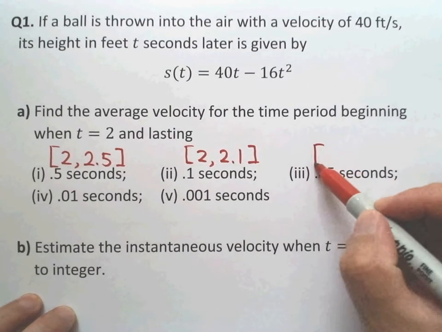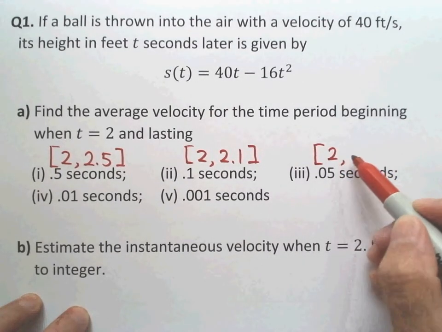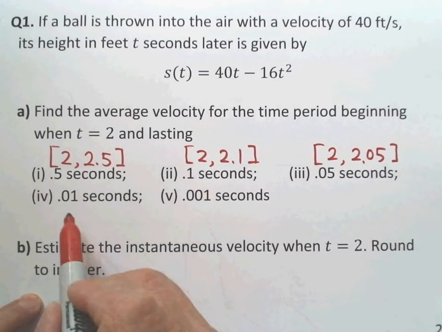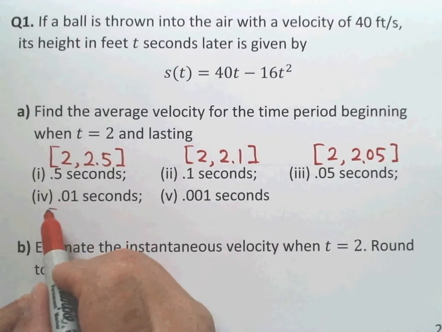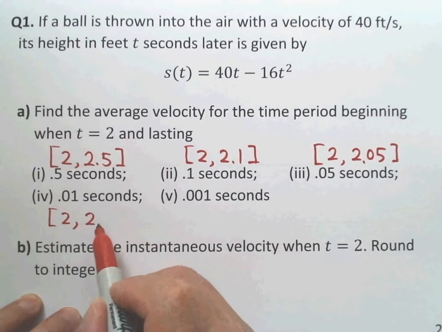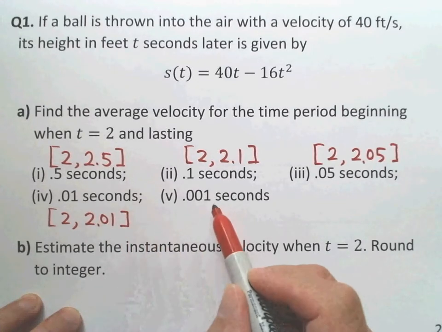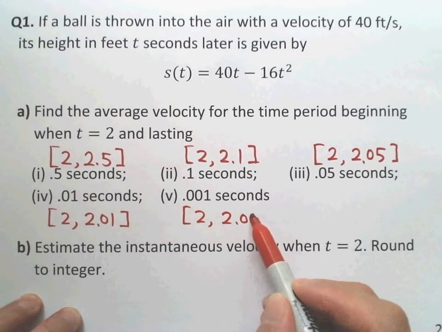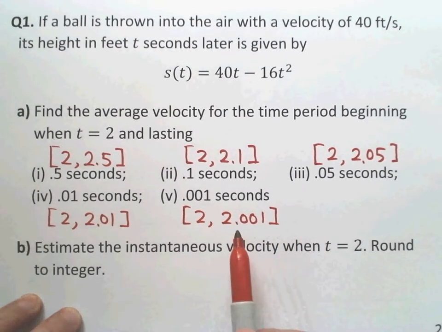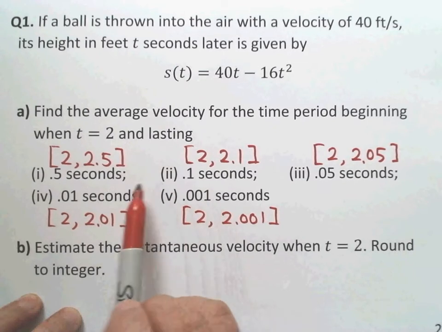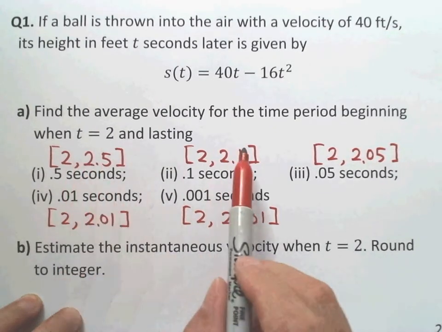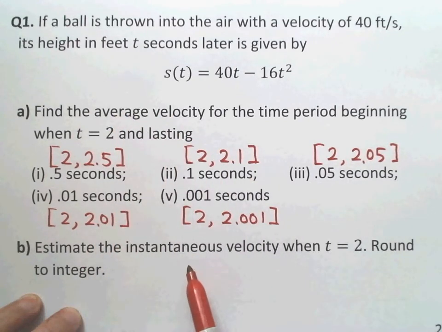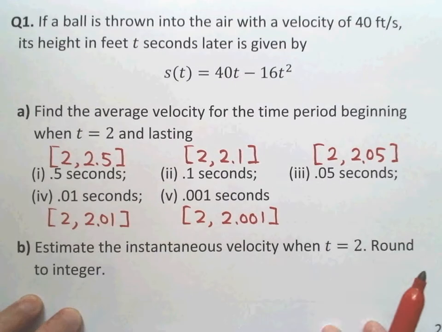The third part is from 2 to 2.05. Find the average velocity. The fourth is from 2 to 2.01, and then from 2 to 2.001. From this you can see the lasting time approaches 0, which means the average velocity will get closer and closer to the instantaneous velocity we just explained.